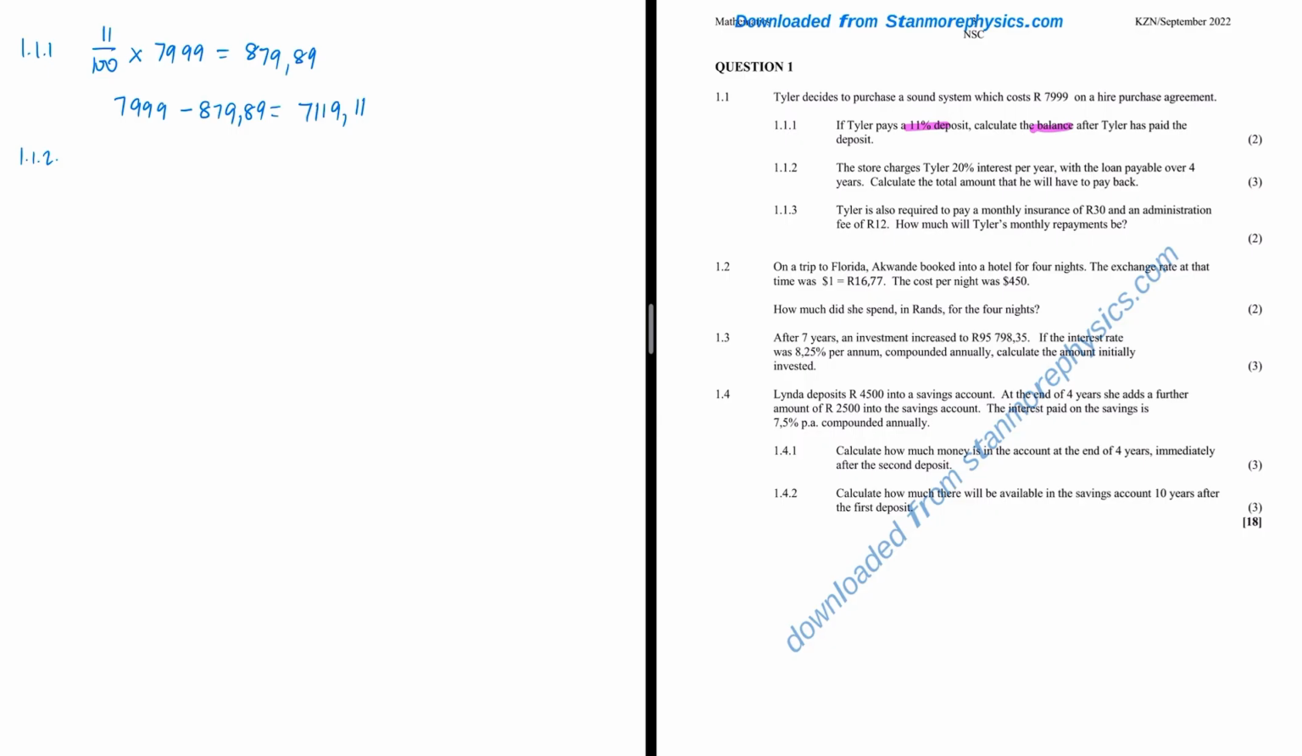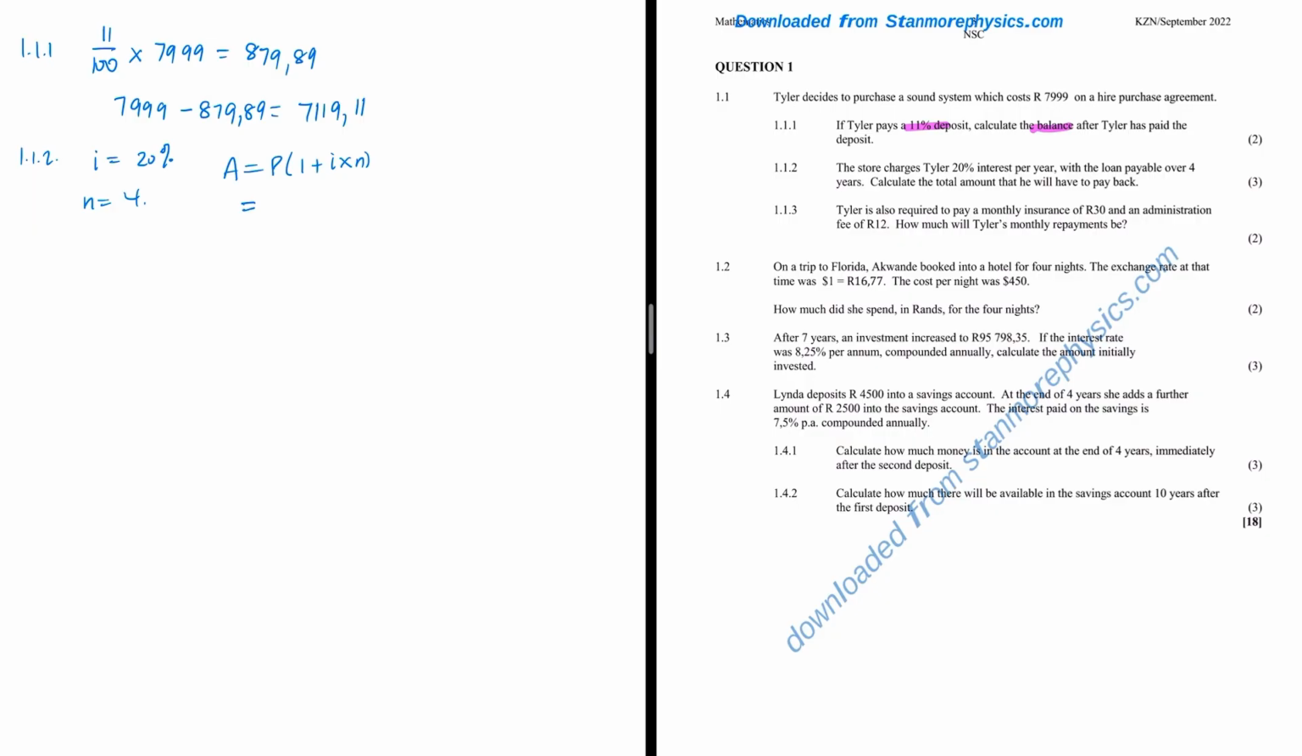Now the next question reads, the store charges Tyler 20% interest per year with the loan payable over 4 years. Calculate the total amount that he will have to pay back. So I'm going to write out the information. The interest rate is 20% per annum. The number of years is 4. And we want to work out how much Tyler is going to pay at the end. So A is equal to P, open bracket 1 plus I times N. Remember, hire purchase is simple interest.